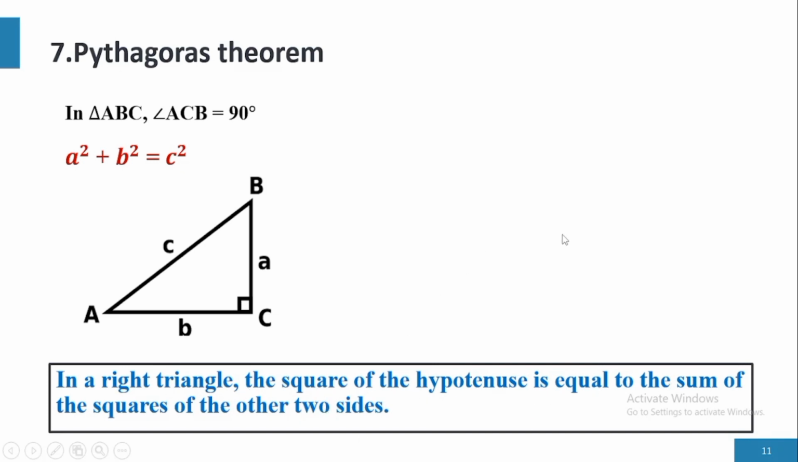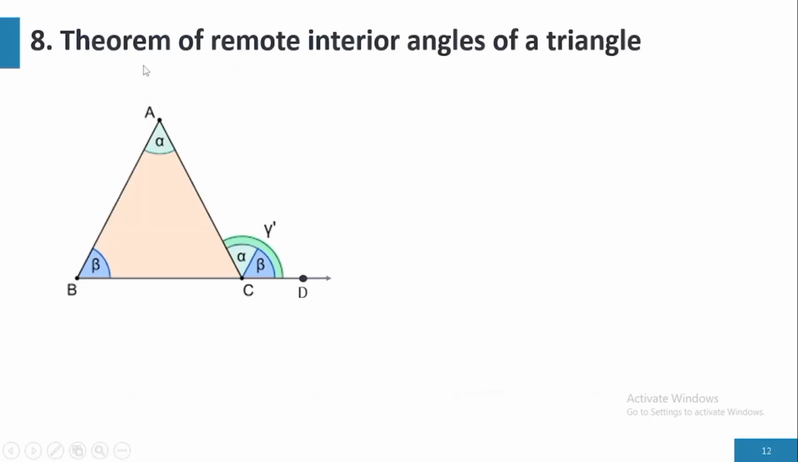Eighth important property of a triangle is theorem of remote interior angles of a triangle. Now here you must know few things before we understand this property. First of all, you must know what you mean by exterior angle. So here in this case, triangle ABC, if you extend one of the sides of a triangle in one direction, in that case this extended side makes an angle with the existing side but in the exterior of the triangle, and this angle is known as exterior angle. So here exterior angle of triangle ABC is angle ACD, that means this whole angle.